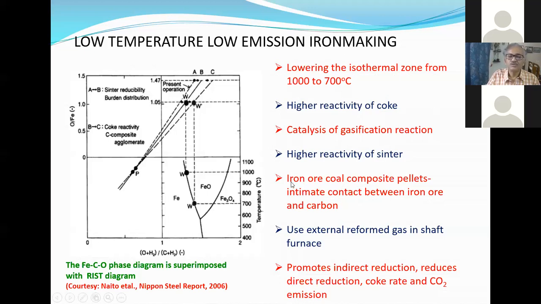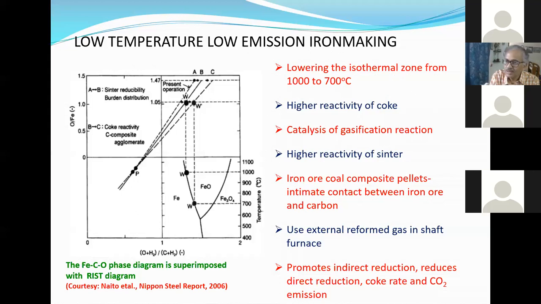And then you can use the iron ore coal composite pellets. People also say that you can make iron ore coal composite briquettes and charge them. What happens in the iron ore coal composite pellets is that the intimacy between the carbon and the iron ore increases. As a result, the mass transfer efficacy becomes very high, because the gas does not have to travel a longer distance. Carbon and iron ore are residing close by. So the reaction kinetics become faster.